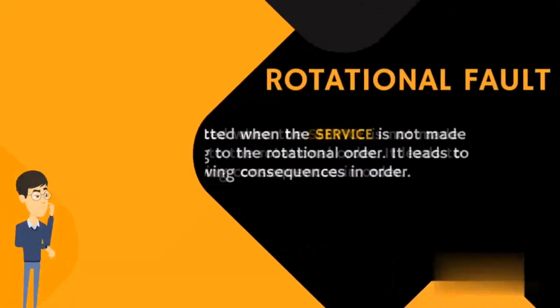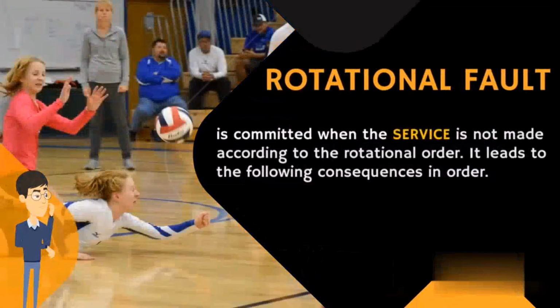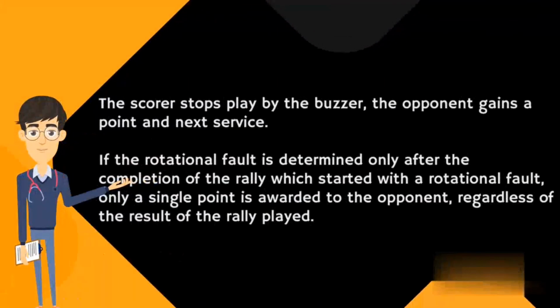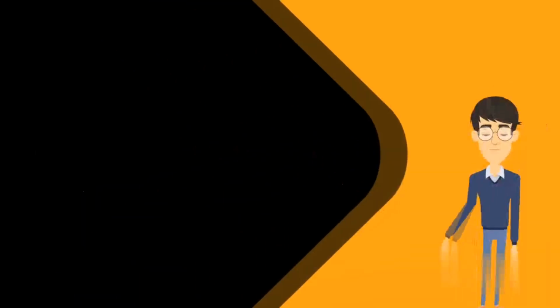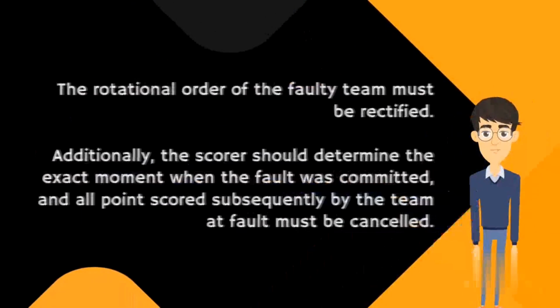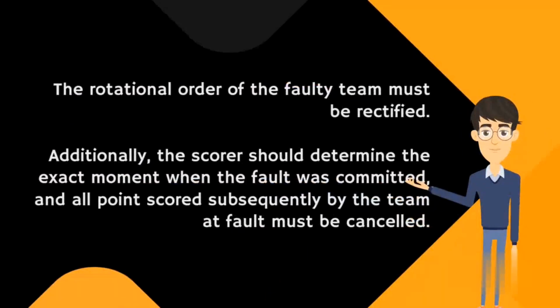Rotational fault. A rotational fault is committed when the service is not made according to the rotational order. It leads to the following consequences in order. The scorer stops play by the buzzer, the opponent gains a point and the next service. If the rotational fault is determined only after the completion of the rally which started with a rotational fault, only a single point is rewarded to the opponent regardless of the result of the rally played. The rotational order of the team at fault must be rectified.